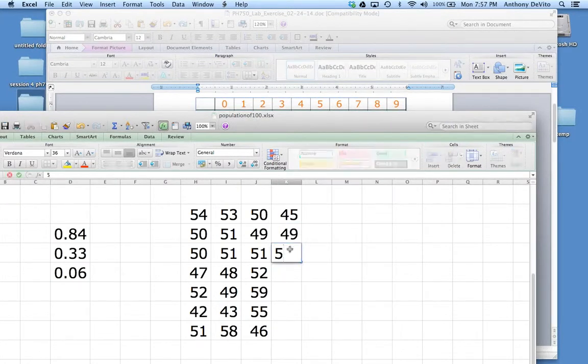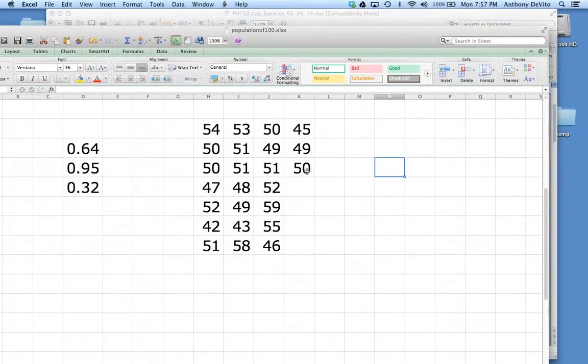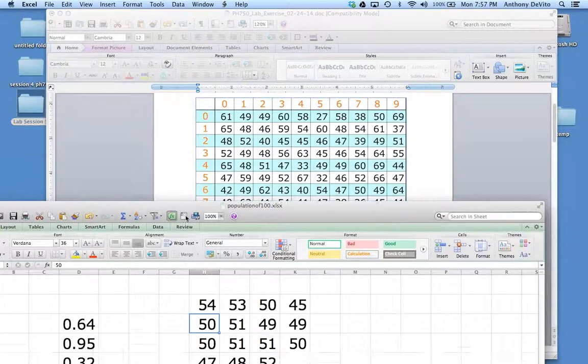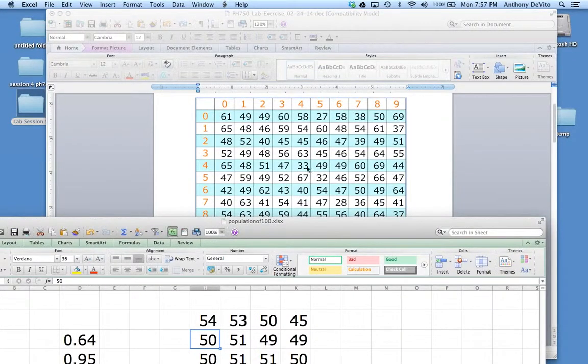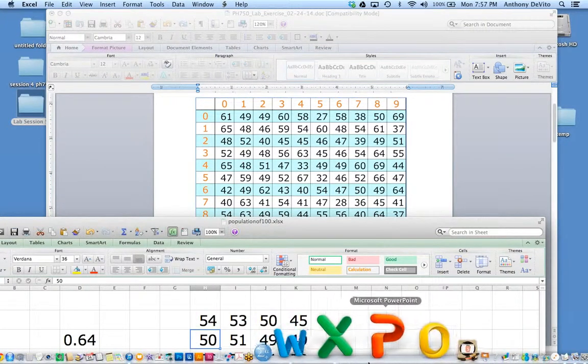Hang on a second. I got a 50, another 50 here. Okay, I'm going to stop there. And I'm going to take a look at this average. Now, each one of these numbers represents a sample of size 9 from this population. Okay, I'm going to go back to my Excel sheet here.